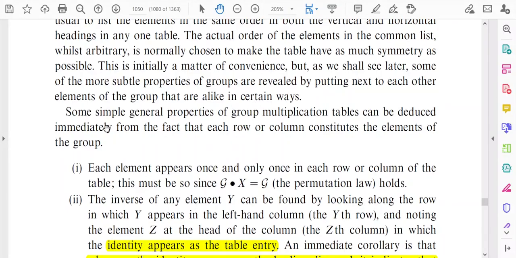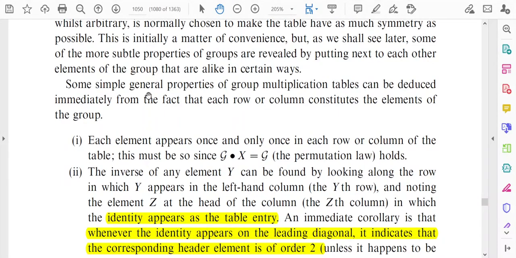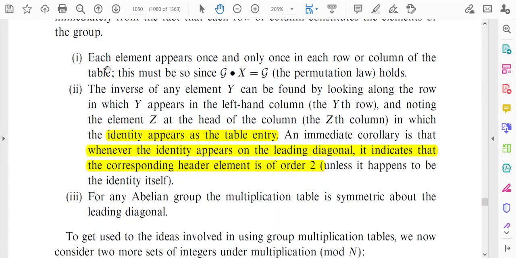But before that we will discuss some more general properties of the group multiplication table, which can be deduced immediately from the fact that each row or column constitutes the elements of the group. So in each row and column they constitute the elements of the group, and there are some particular properties of the group multiplication table. For example, each element appears once and only once in each row or column of the table. This must be so since g dot x is equal to g holds.